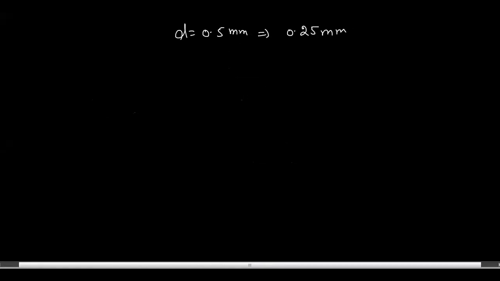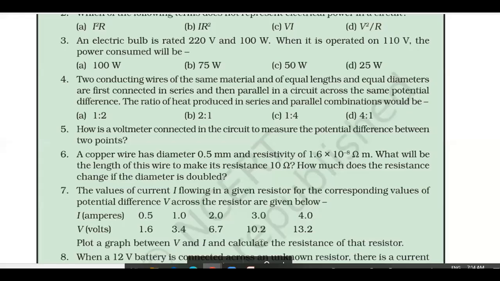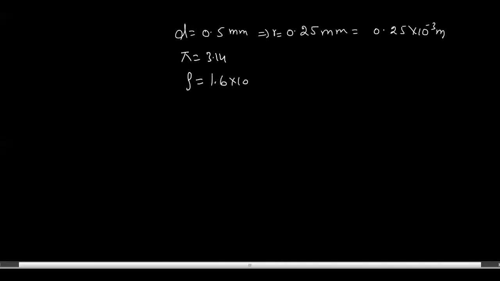Okay, is equals to 0.25 into 10 raised to the power minus 3 meter, and here this will be radius. Okay, you can write here, then radius would be equivalent to this one. Okay, and here you know that pi is equals to 3.14. You have to take this value, and rho is being given to you, that is 1.6 into 10 to the power minus 8 ohm meter.